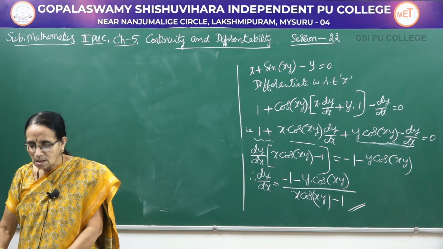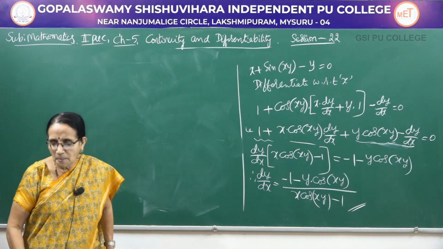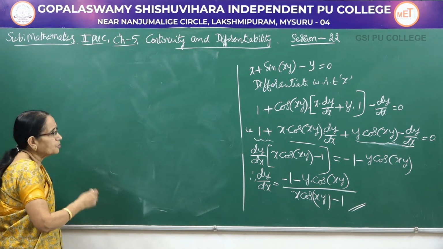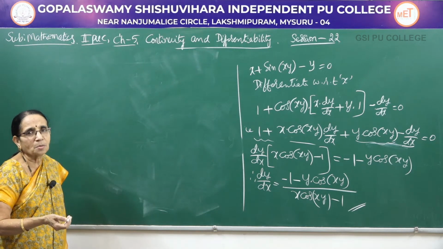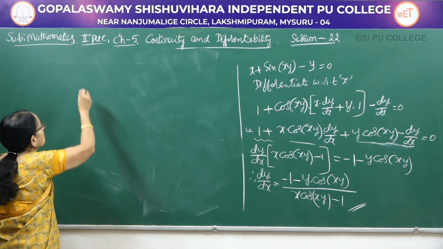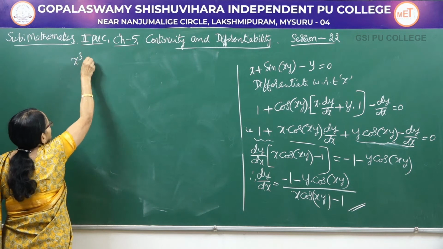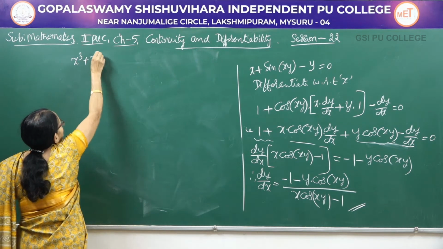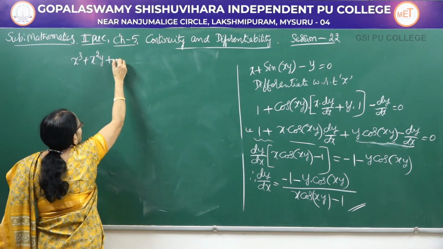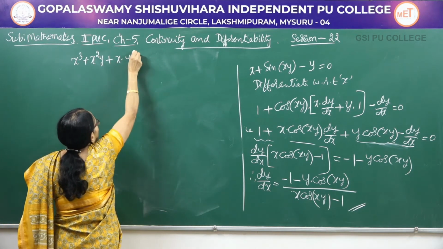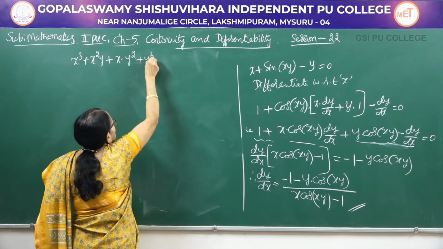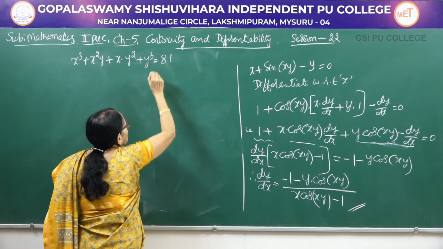Then arrive at the result. Now the next problem is, of course, where we get more terms containing dy by dx as a factor. Carefully let us solve. x cube plus x square y plus x into y square plus y cube is equal to 81.